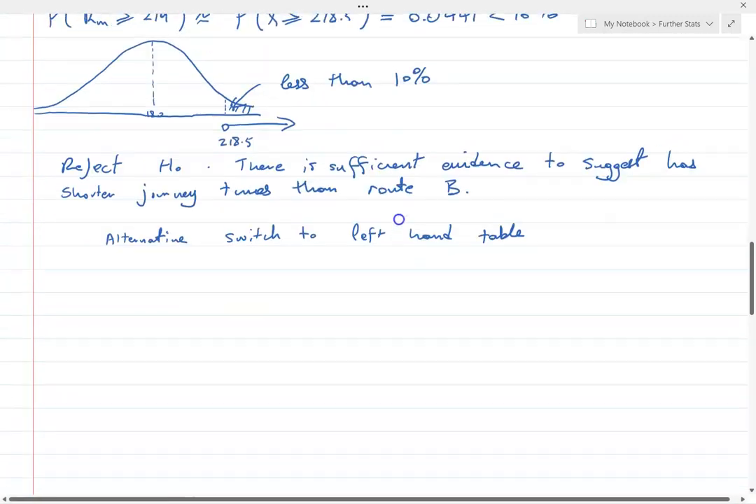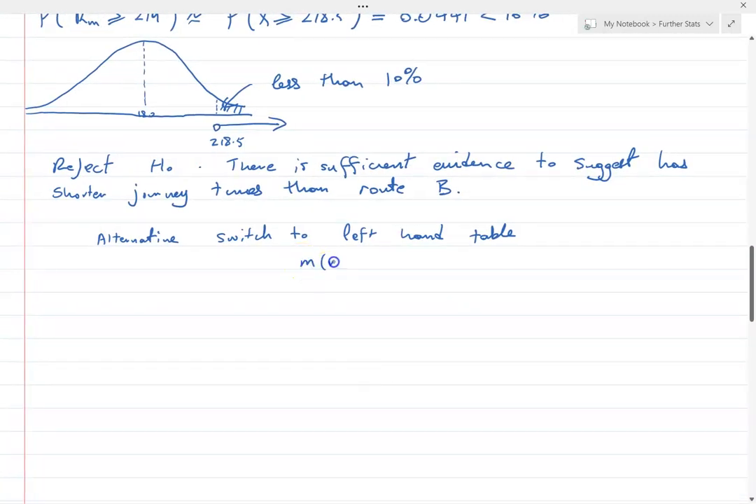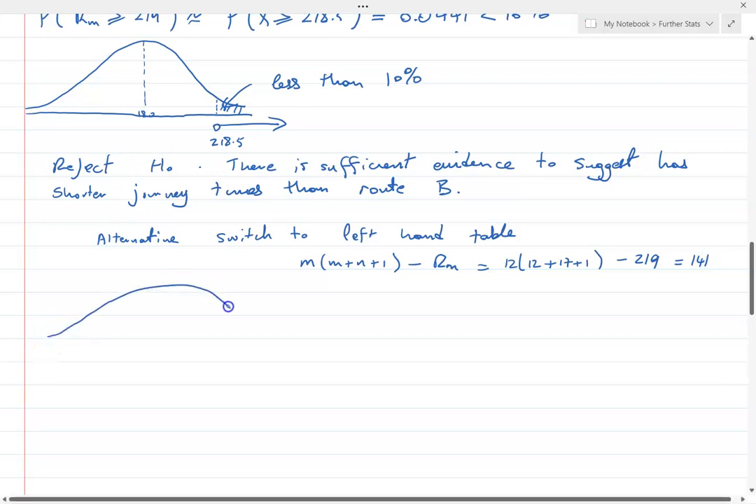So we have m plus n plus 1 minus Rm, and the Rm is the 219 we're given in the question. So that's 12 plus 17 plus 1, take away the 219, which is equal to 141. So then you'd be dealing with the left-hand side of the tail.